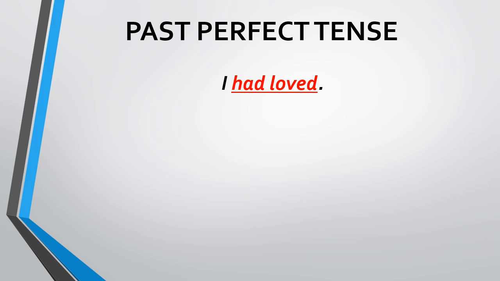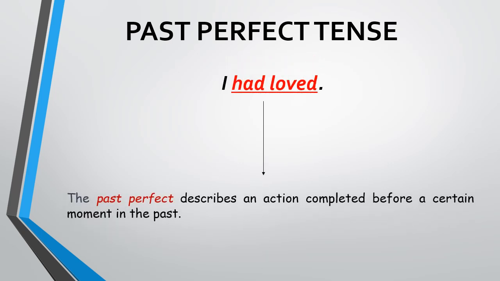The next subtense under past tense is past perfect tense. In my previous video, I told you that when we have the word perfect in our tense, we use has, have, or had. Because this is past perfect tense, obviously we will use had. I had loved. The past perfect describes an action completed before a certain moment in the past. I had completed my work by 8 o'clock.